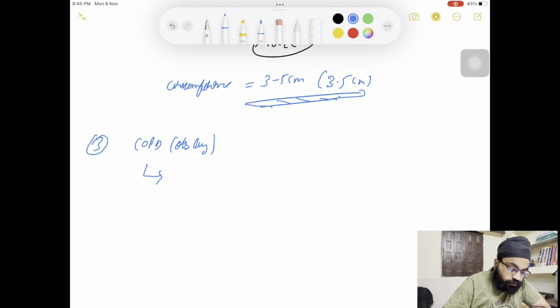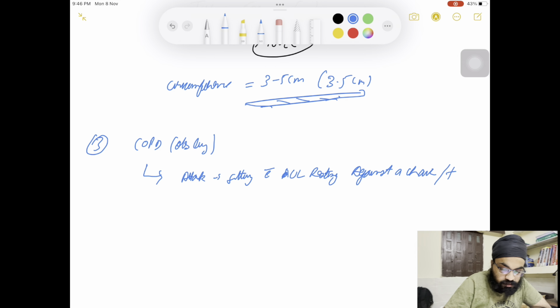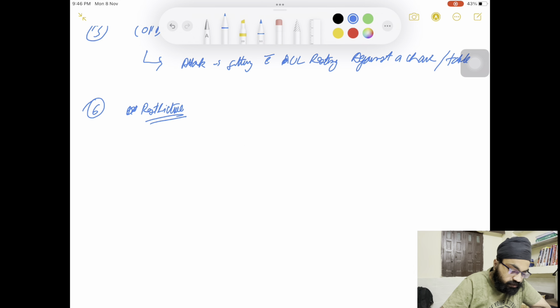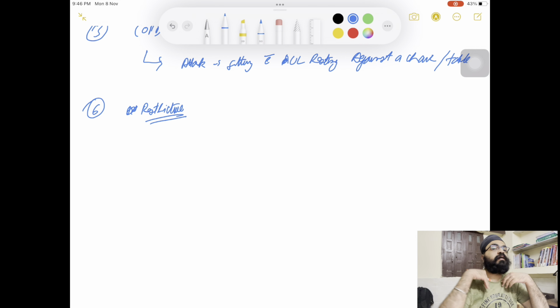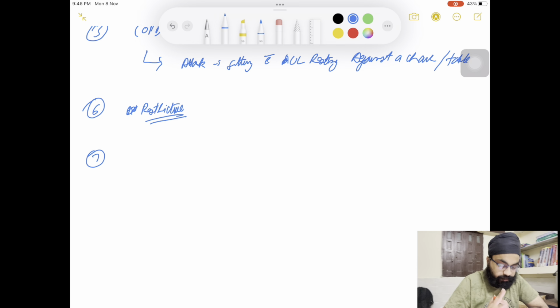Okay, so in a COPD attack, the person is sitting with upper limb resting against a chair or table. Okay, next clinical is restrictive lung diseases. Restrictive lung diseases are basically concerned with the pathology that is related with the lungs, not with the chest wall as such. So restrictive lung diseases don't have much effect on the chest wall movement.